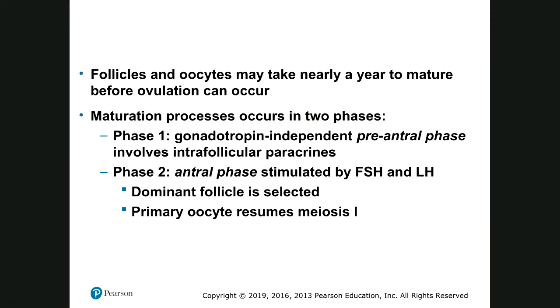The ovarian cycle, we all know, happens monthly, every 28 days, a series of events associated with maturation of the egg. During these phases, this is where we have the follicular phase and the luteal phase.